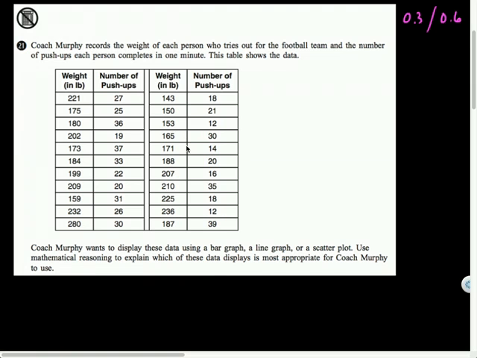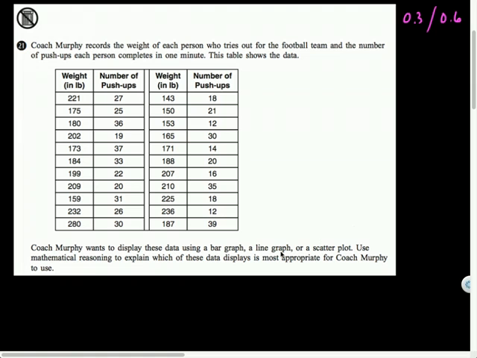Coach Murphy records the weight of each person that tries out for the football team and the number of push-ups each person completes in 1 minute. This table shows the data. Coach Murphy wants to display these data, that's right, data is a plural word, it's so weird, using a bar graph, a line graph, or a scatter plot. Use mathematical reasoning to explain which of these data displays is most appropriate.